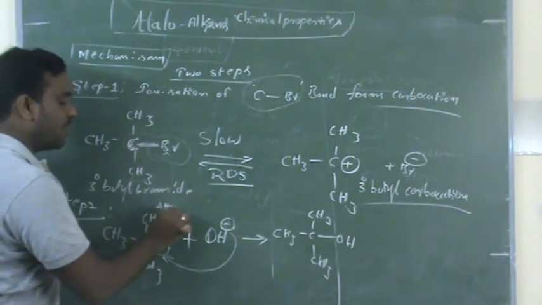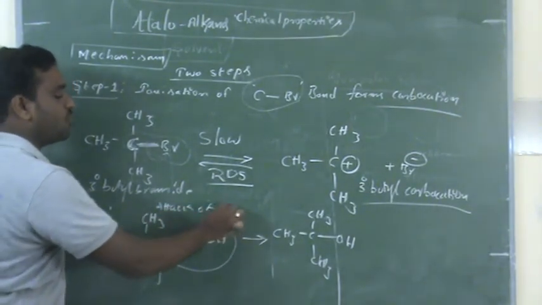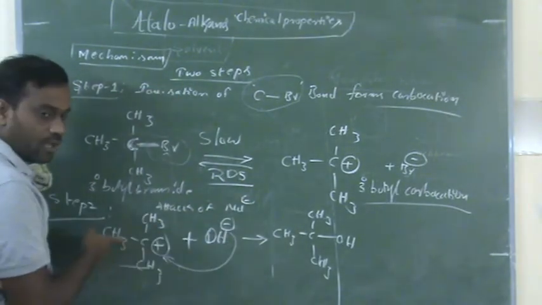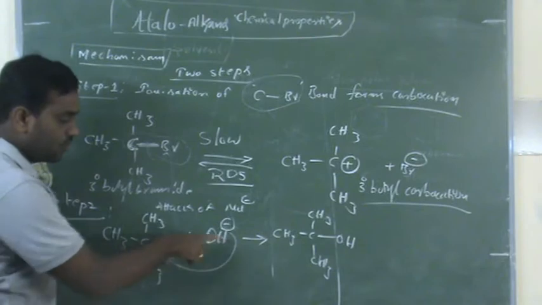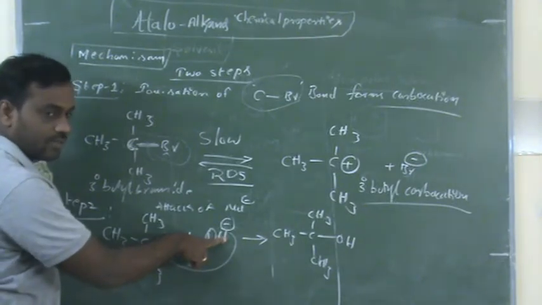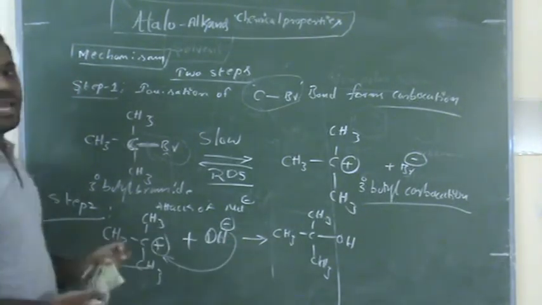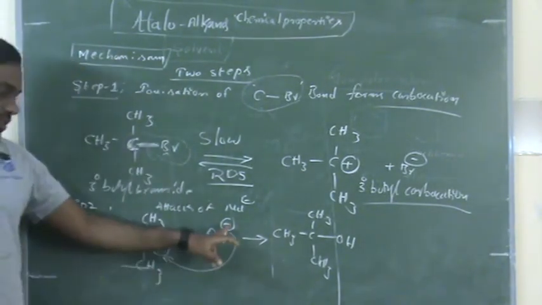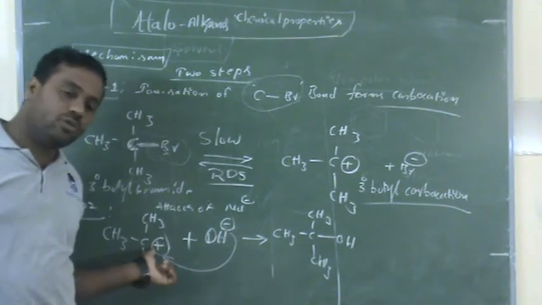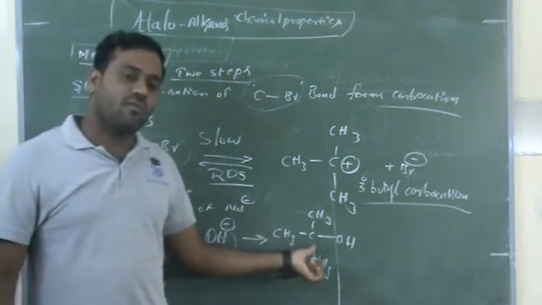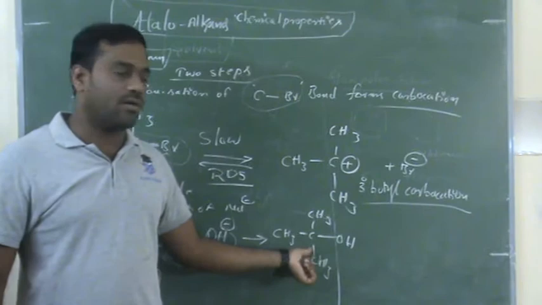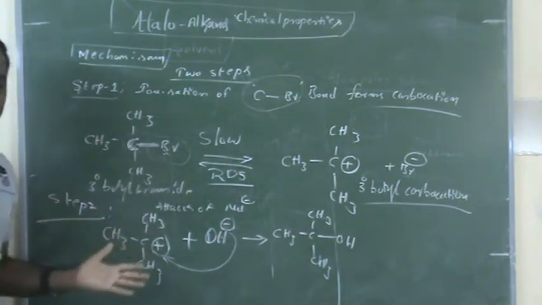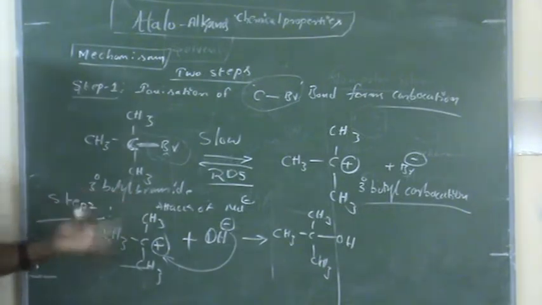This step I can call attack of nucleophile. This OH minus is a nucleophile because there is a negative charge, with excess electrons in it. That's why this OH minus attacks the tertiary butyl carbocation, forming tertiary butyl alcohol. This is the two steps mechanism of SN1. It is a question repeated for many years, with a weightage of 3 marks.